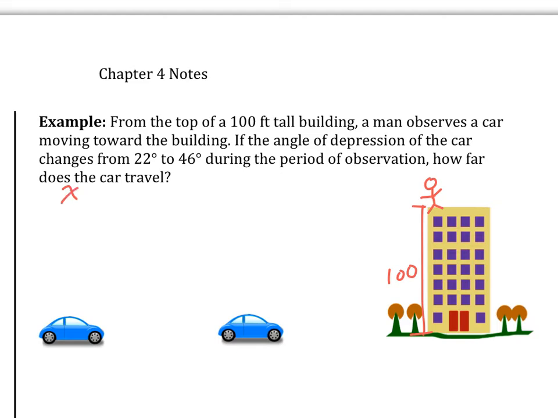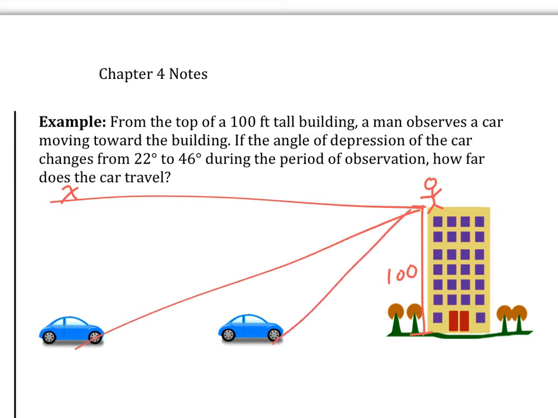I want you to label everything. So where is 22 degrees? Where is 46 degrees? Where is x? Which part are you trying to solve? So go ahead and do that. Work with your partner. That way you don't try to do it by yourself and realize you couldn't understand how to do it. So talk to somebody. Okay, so he is looking at this car coming towards him. So it changed from 22 to 46. 46 is the big angle, okay? So x is this part.